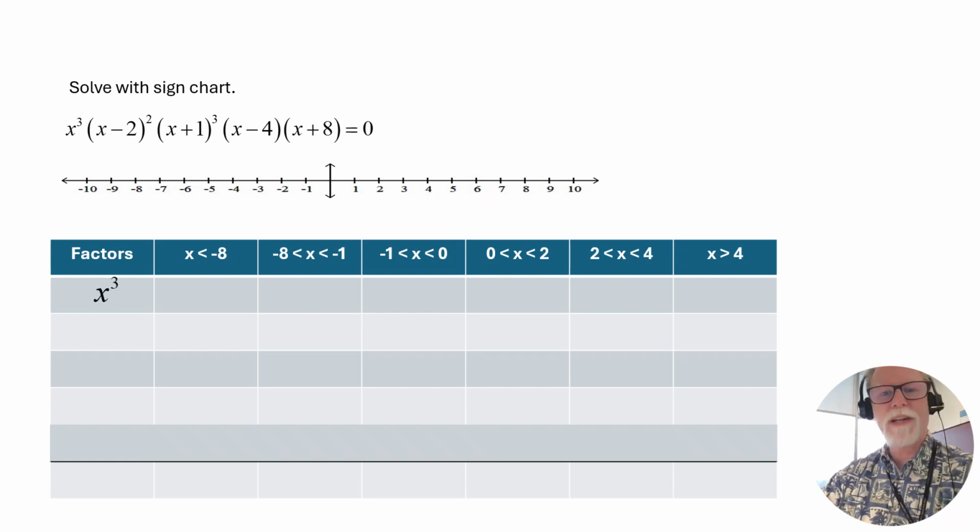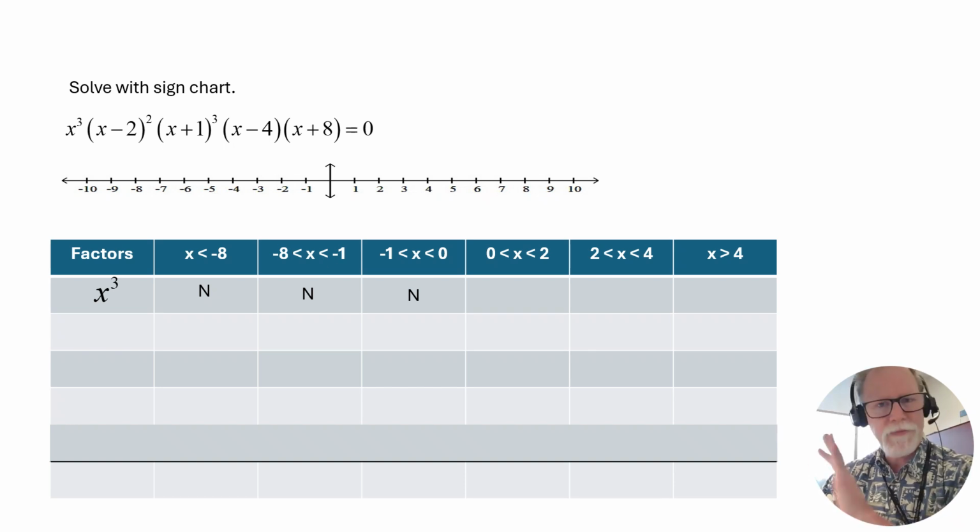Okay, so the first one is just x cubed. So if you cube a number, it keeps the sign. Any negative number cubed ends up negative. Any positive number cubed ends up positive. So anything to the left of 0, the first 3 intervals are all going to be negative. I don't need to know what the number is. You don't have to worry about that. This is a little fast and quick to do. And then anything on the right of 0 is going to be positive. Rinse and repeat for the rest of the factors.